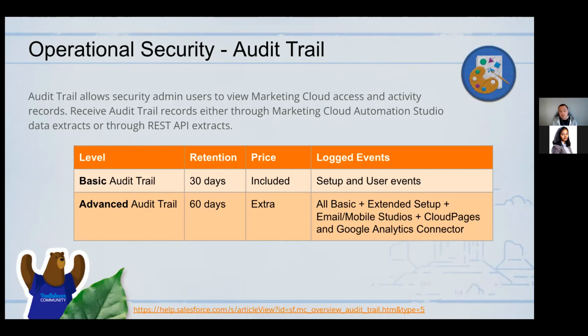If you think about the advanced trail, it has significantly more payload and it has 60-day retention, as you can see. But it's an extra price, and therefore that's something that requires an account executive to be involved in order to enable and activate and make it happen. But as you get that, then it becomes a bit more interesting because you get the data around everything with basic plus extended setup configuration, some of the changes that you do in email, mobile studios, whether it's SMS or push, doesn't matter, cloud pages, and even Google Analytics connector.